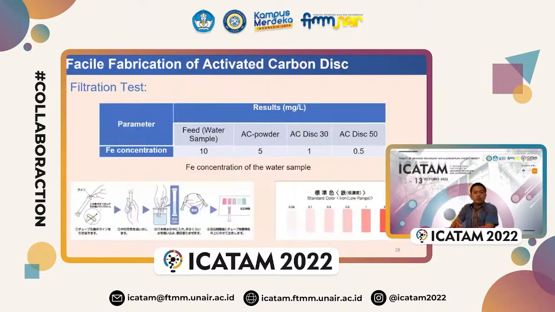We also did some tests using iron, a heavy metal waste, in the water. We have a water sample with 10 ppm of iron in the water, and then we use a test packet from Kyoritsu to check the concentration of the iron in the water. So we can see here when we use the powder, we can only remove about half of the iron in the water, but when we use activated carbon, we can remove almost all the iron in the water.